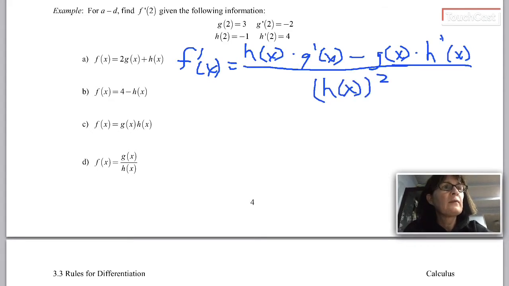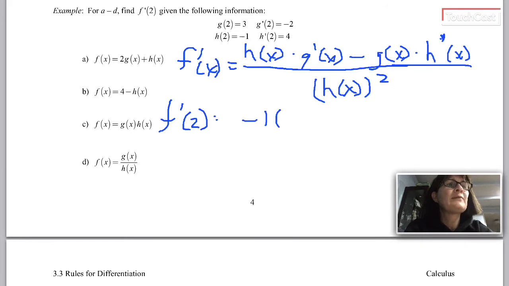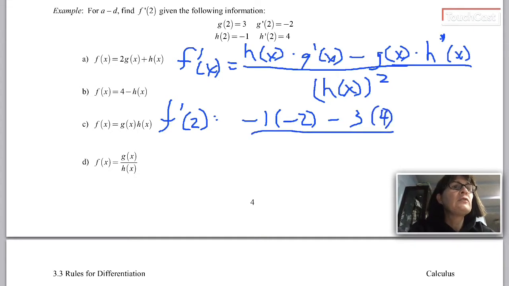squared. That's h prime. So when I need f prime of 2, that's going to be h of 2, which is negative 1, times g prime of 2, which is negative 2, minus g of 2, which is 3, times h prime of 2, which is 4, all over h of 2, which is negative 1, squared. So it's going to be positive 2 minus 12 over 1, which is negative 10.